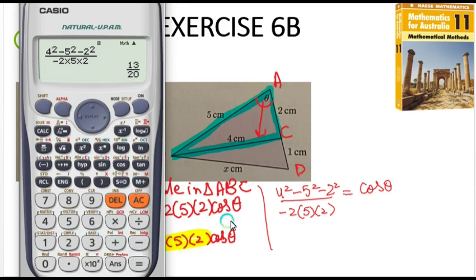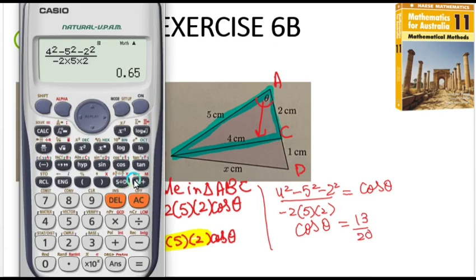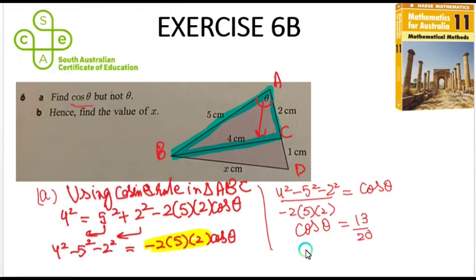So my answer is 13 over 20. So cos theta is equal to 13 over 20, and we can convert it into decimal form. It is 0.65. So cos theta is equal to 0.65. So this is the answer for part A, right? Now part B, hence find the value of x.